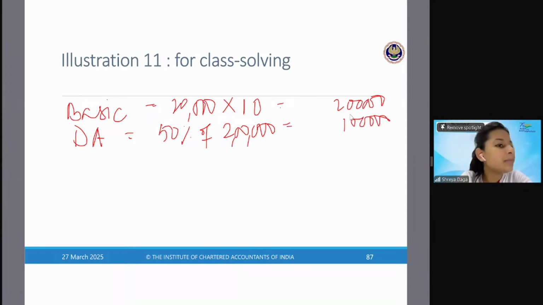11 months. Why 11 months? 1st April to 31st January is 10 months or 11 months?